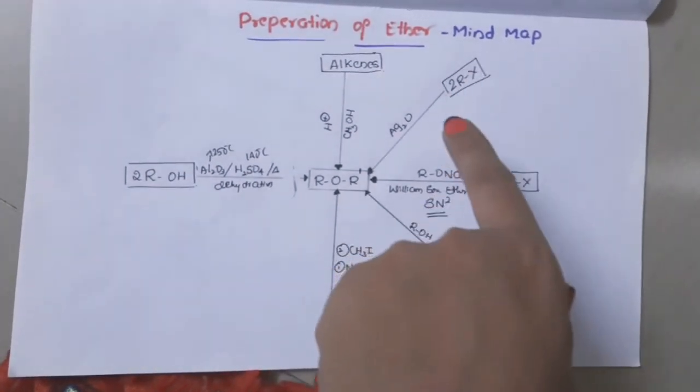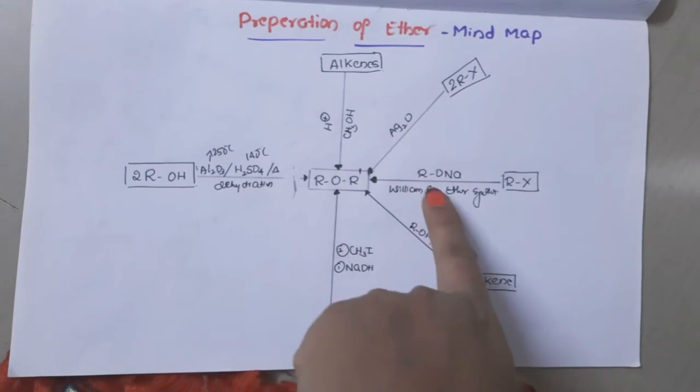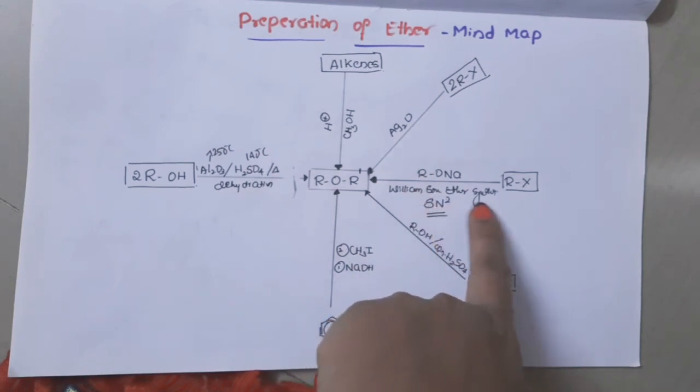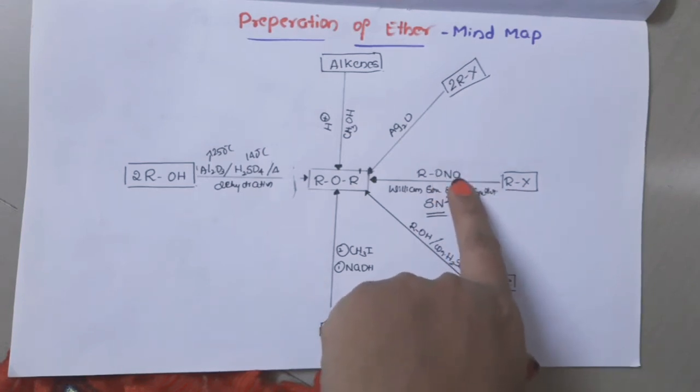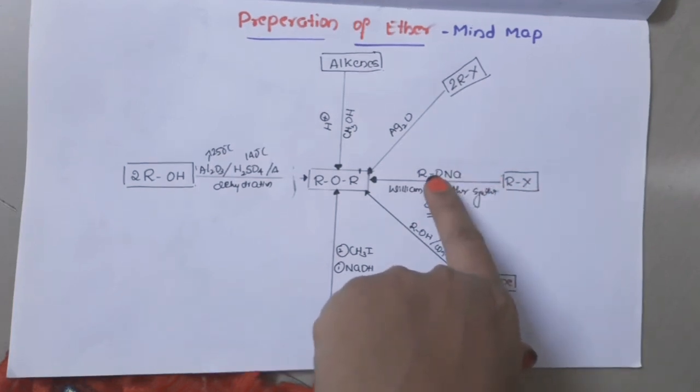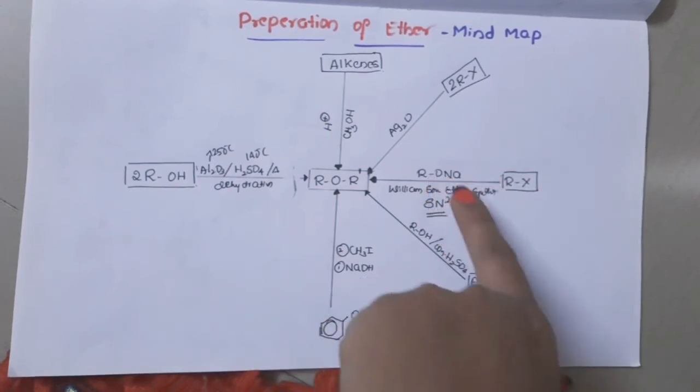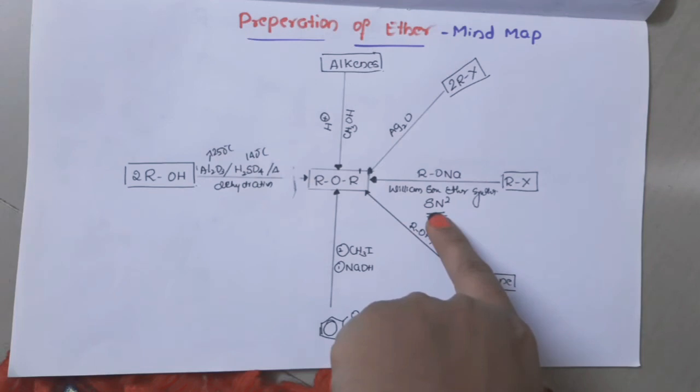See here, the first method, and you all know about this method, is the Williamson ether synthesis. What happens in Williamson ether synthesis is we will have an alkyl halide. To this alkyl halide we will treat sodium alkoxide. Alkyl halide when treated with a sodium alkoxide will undergo the SN2 mechanism, dear students.